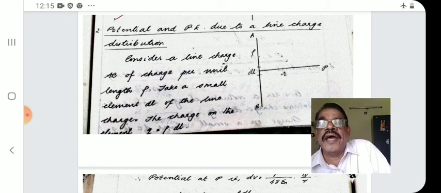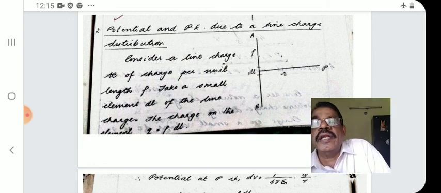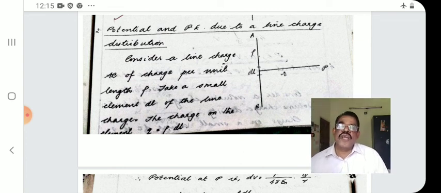Consider a line of charge, let rho be the charge per unit length, take a small element DL of the line charge. P is a point at a distance R, we have to find the potential and potential energy at P.